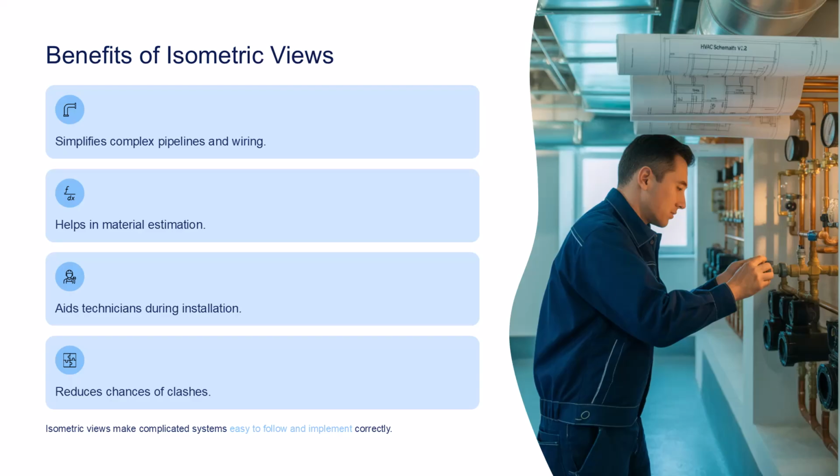The chances of clashes between systems reduce dramatically. Isometric views also allow new staff to quickly grasp existing layouts, improving efficiency in training and handovers. For hotels, they save time, reduce mistakes, and support operational reliability.